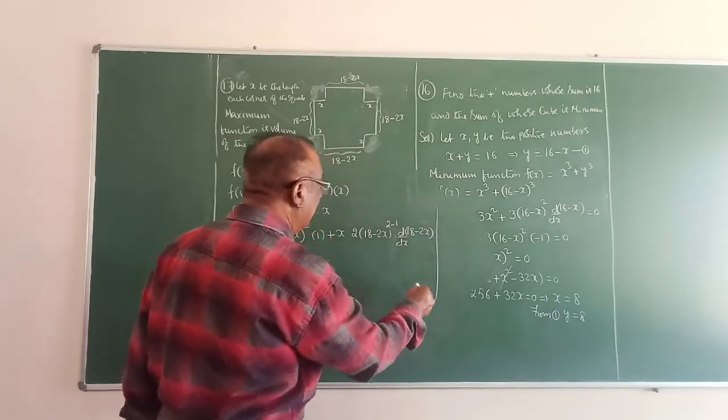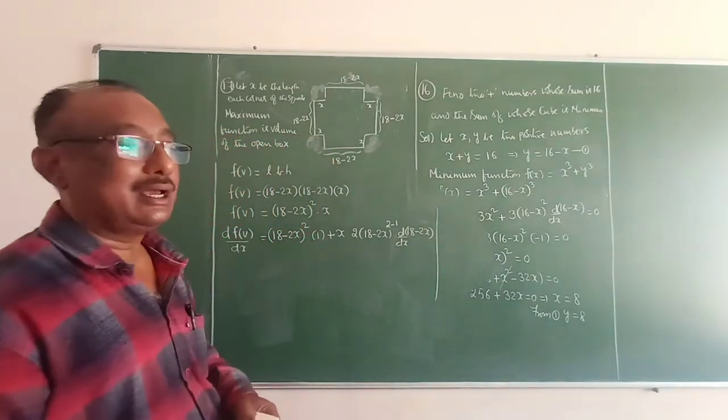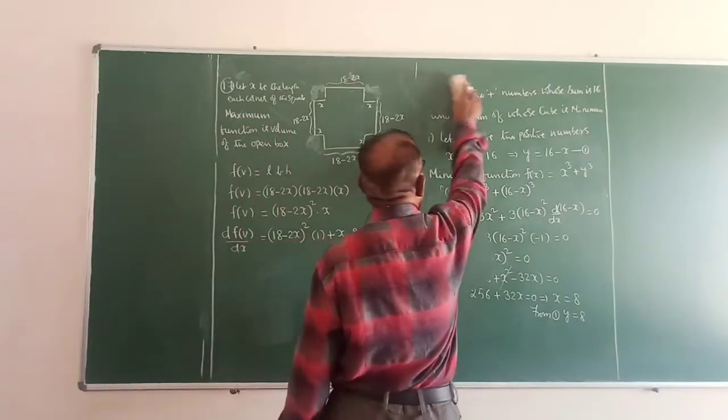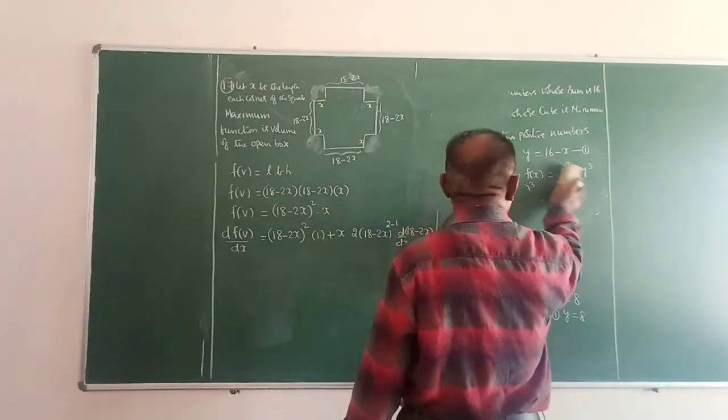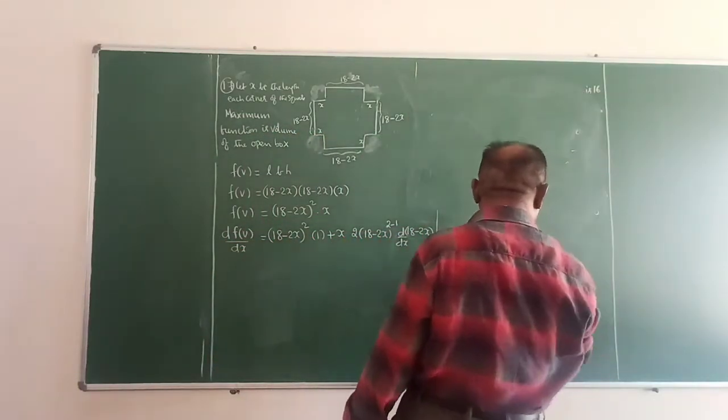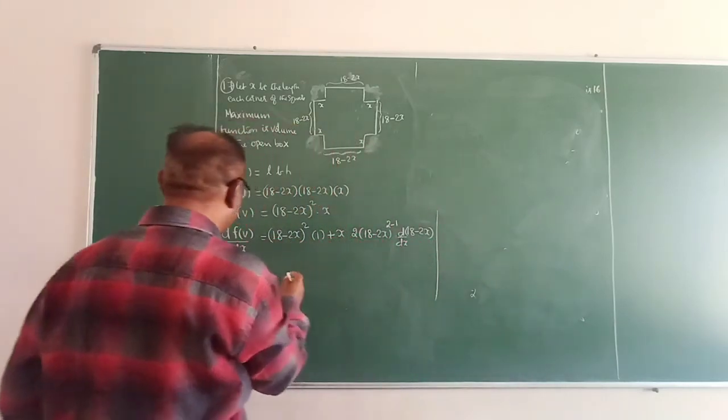Next, I will check whether it is a maximum. He is telling that maximum means a negative value is required. For that we need the second time derivative. First, you can apply the first time derivative. The first time derivative is completed.